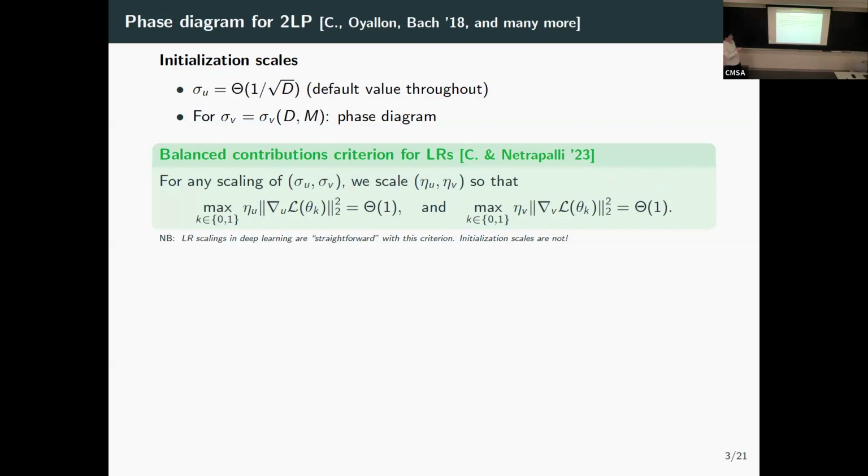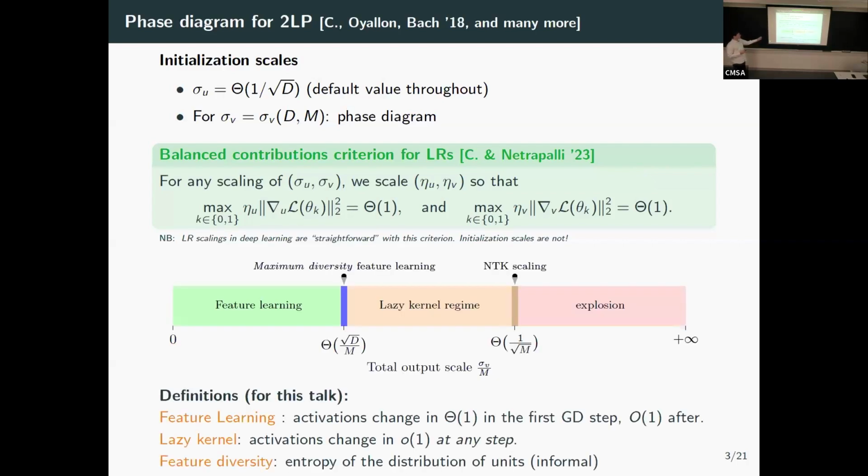Okay, so I will always normalize learning rates using such normalization in the talk. And so the question is, how does a neural network behave as a function of the single hyperparameter that remains, which is sigma v? And we have this phase diagram. So here sigma v increases from 0 to plus infinity. What I'm plotting is in fact sigma v divided by m, which is the scale of the output of the two-layer neural network. And we have these phases.